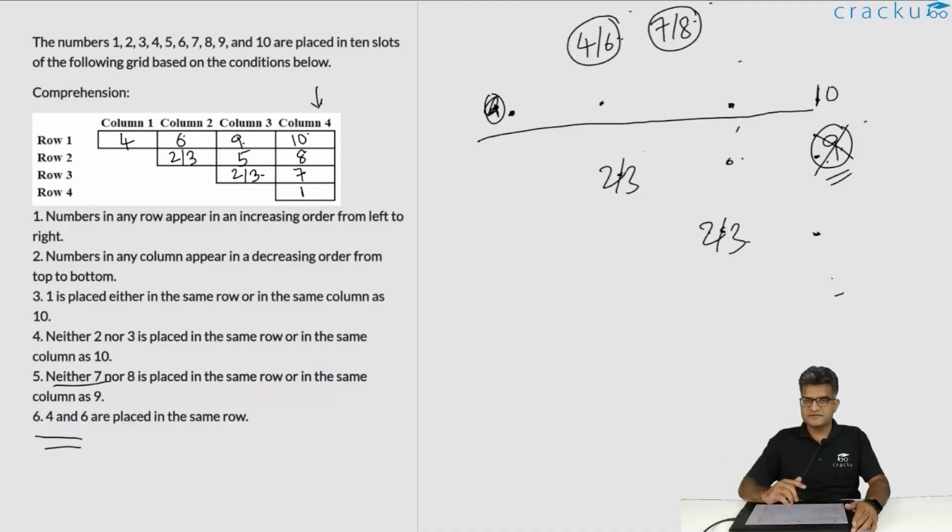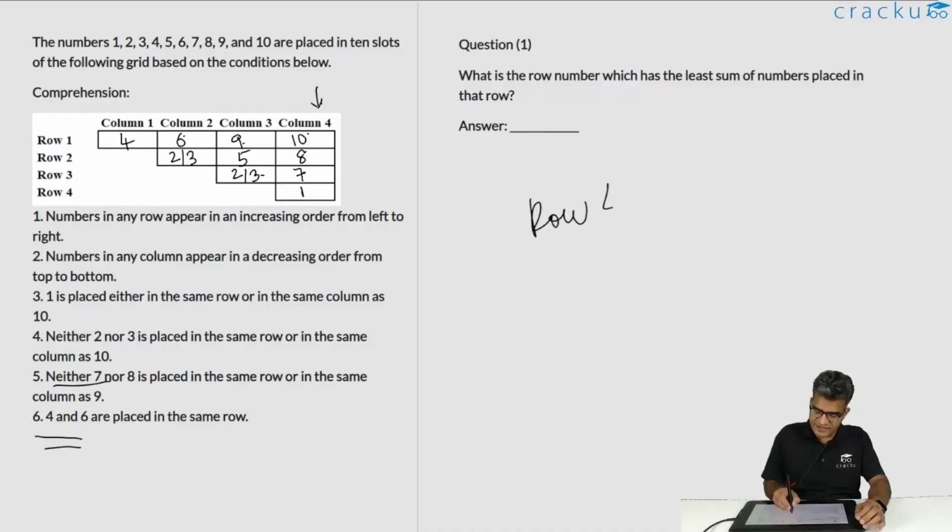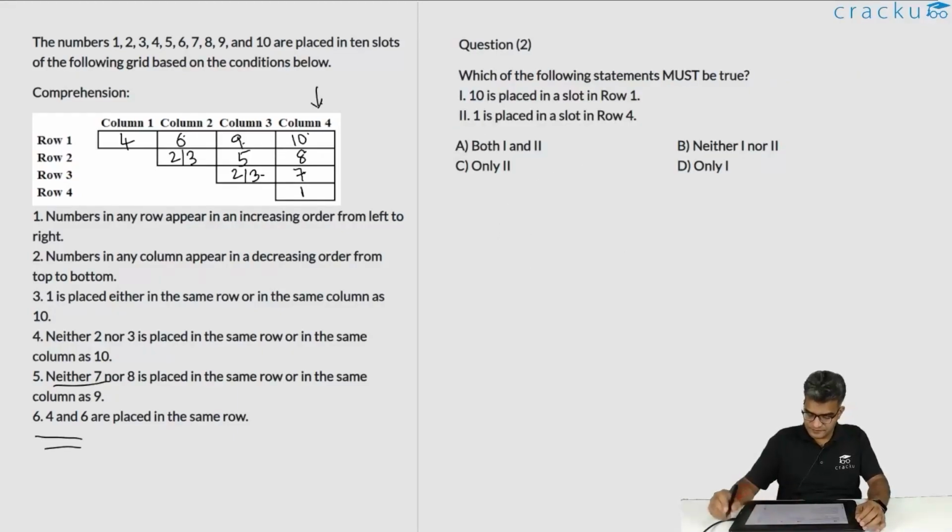Let us go ahead and answer the questions that follow. What is the row number which has the least sum of numbers placed in that row? That will be row 4. Row 4 has only one number and it is the smallest of all of them. So the correct answer is 4.